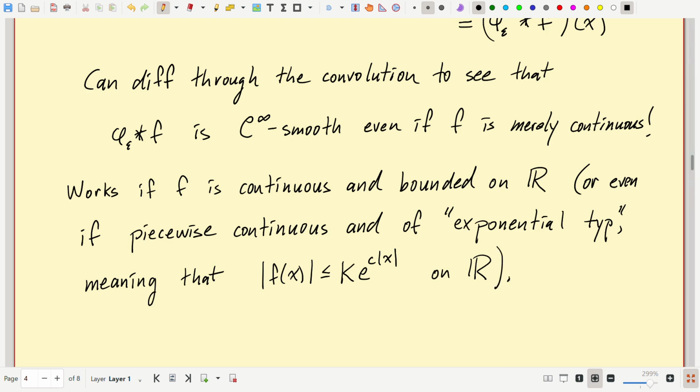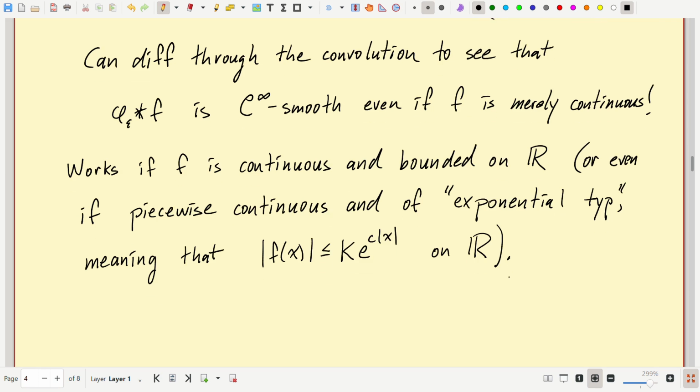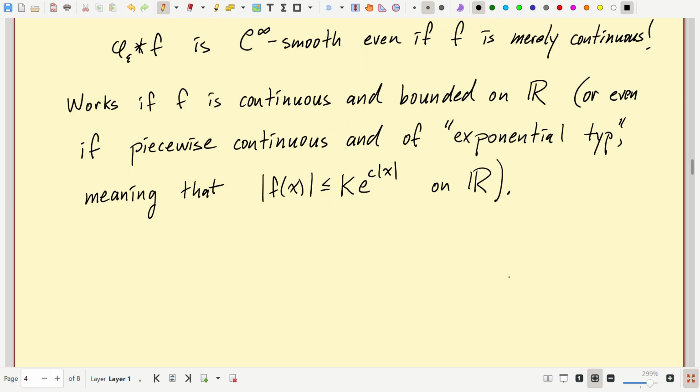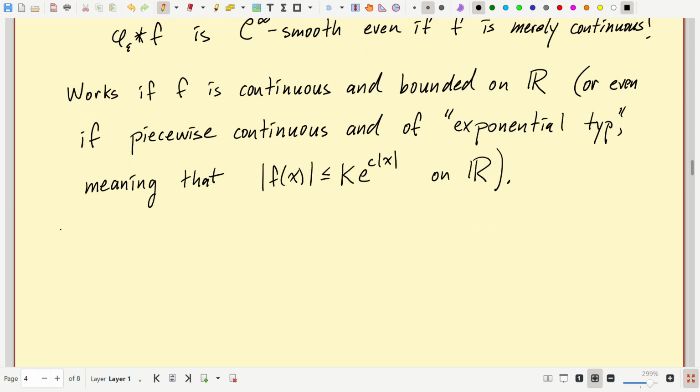Okay. So let's see, I'll show you how this is used. So a theorem: C infinity smooth functions are dense among bounded continuous functions on R.